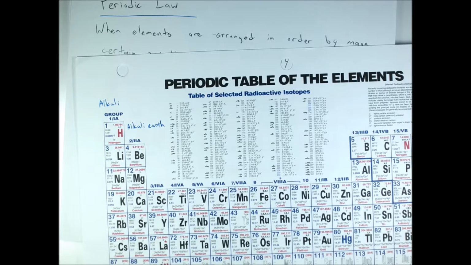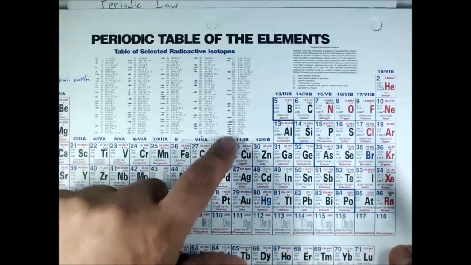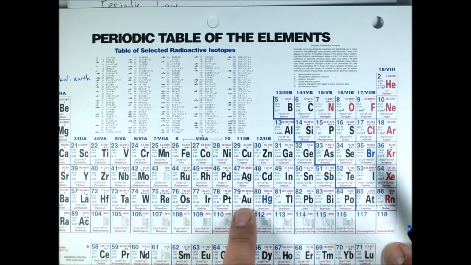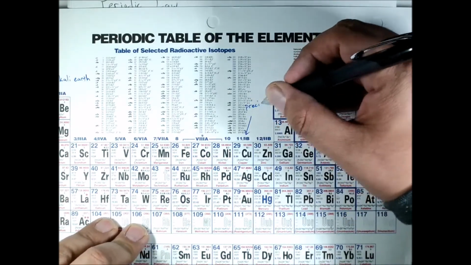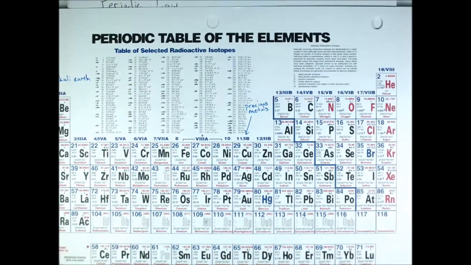From soil, essentially. All right, the next group here that I want you to be familiar with is this one here in the transition metal area. This group right here starts with copper. These are often referred to as the precious metals. So there we have copper, silver, and gold.